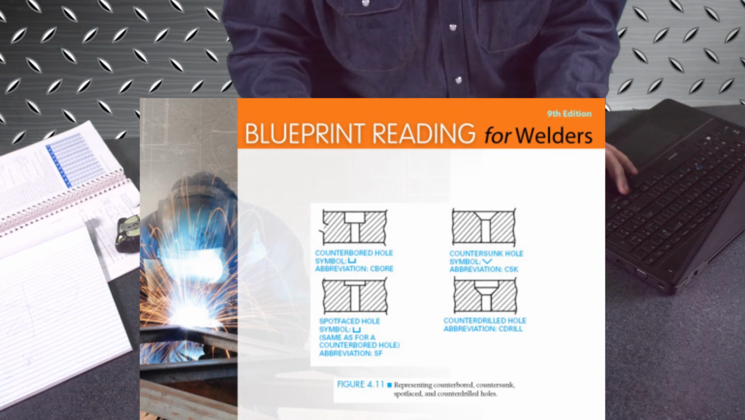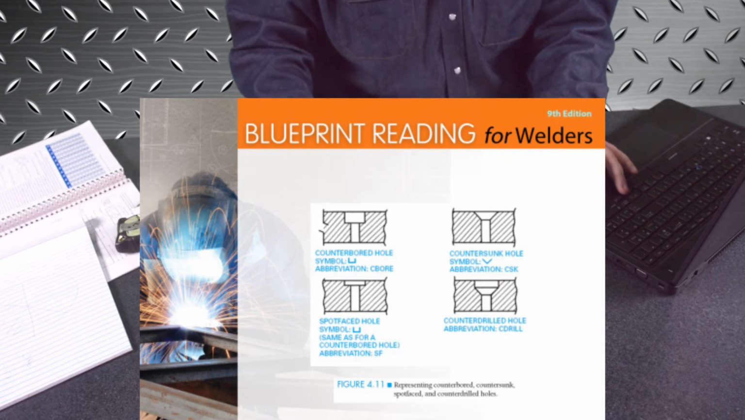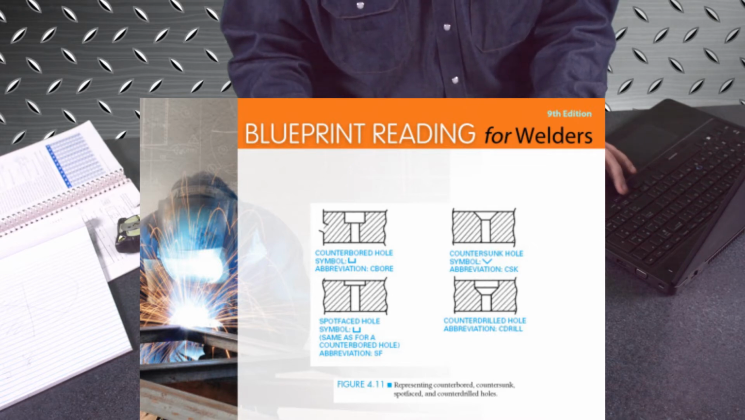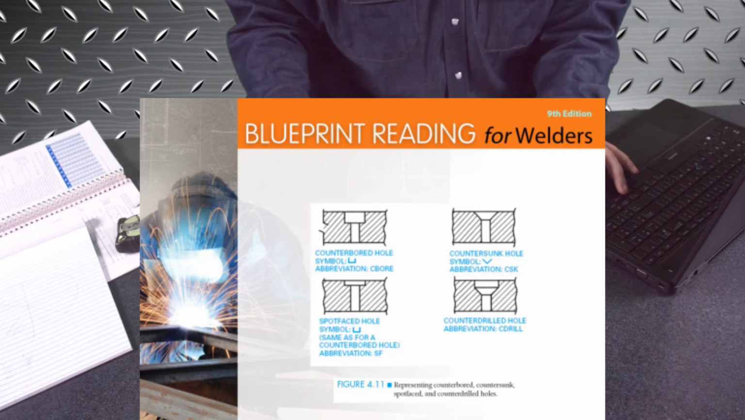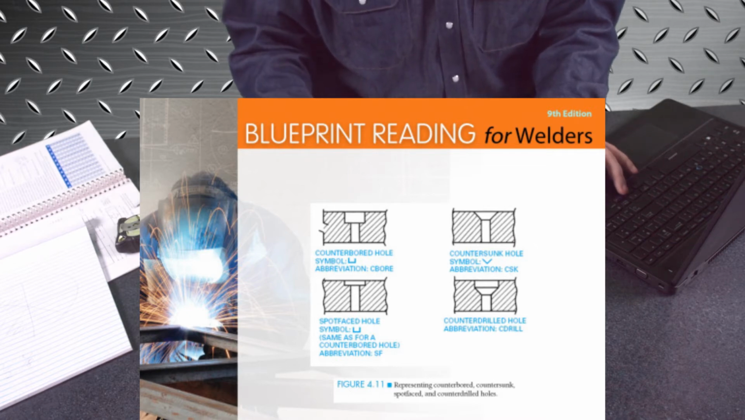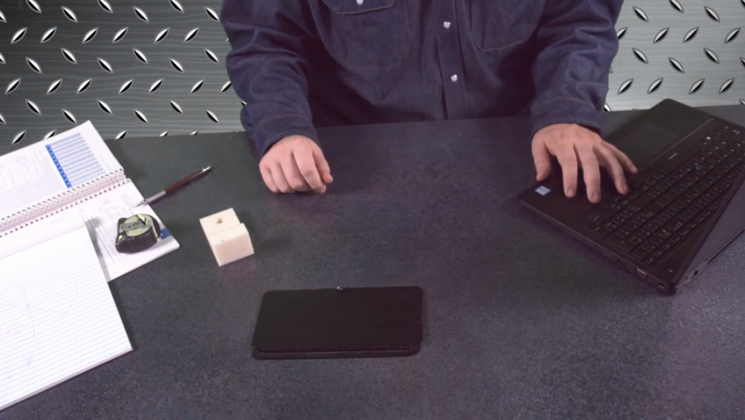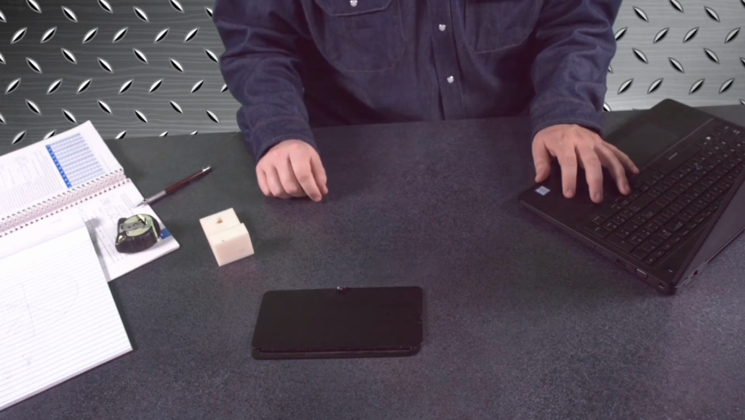Spotface hole symbol is the same as the counterbored symbol, but it will have the abbreviation SF to indicate spotface, all right? And then a counter drilled hole is abbreviated CD or C drill for counter drill, while the abbreviation for countersunk is CSK. There isn't a symbol for the counter drilled hole, but there is a symbol for the countersunk hole. You will also get a dimension for how deep to drill that counter drilled hole.